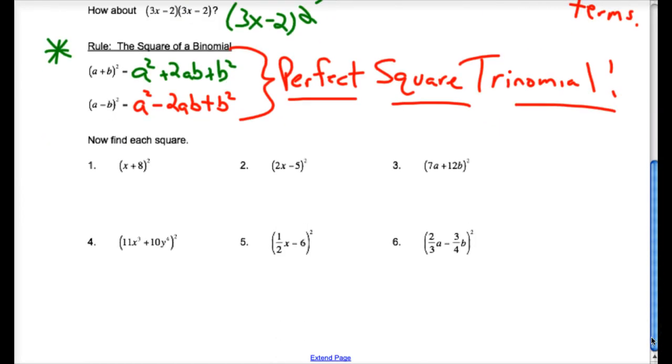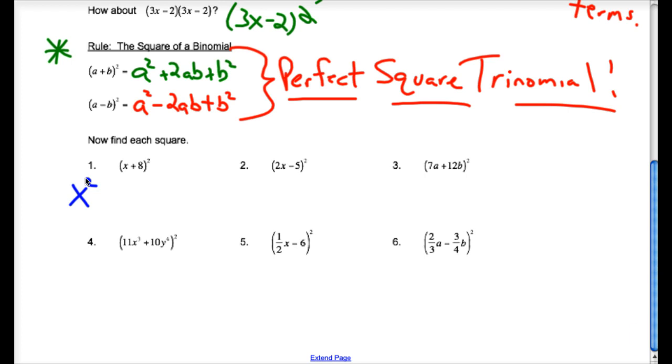All right, let's watch how this can really help us out if we know these formulas. x plus 8 quantity squared. Who wants me to talk them through the first one? Kevin? I'll do it. Square the first piece. So x squared. Everybody write down x squared. That's what you do, you square the first piece.